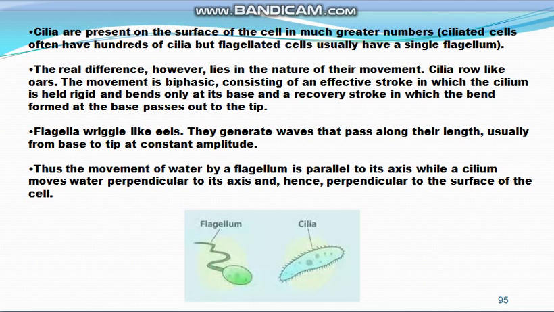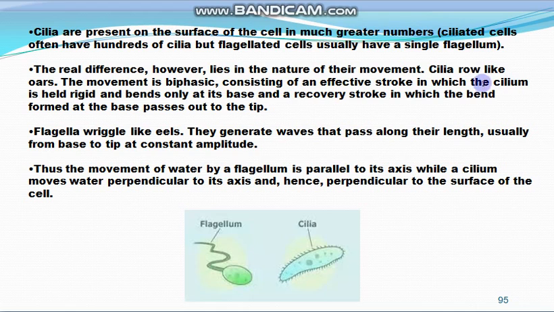Cilia are present on the surface of the cell in much greater numbers. Ciliated cells often have hundreds of cilia, but flagellated cells usually have a single flagellum. So when a flagellum is present in an organism, it is usually single, but cilia are present in hundreds on any cell. And the real difference between cilia and flagella lies in the nature of the movement, the way they move.